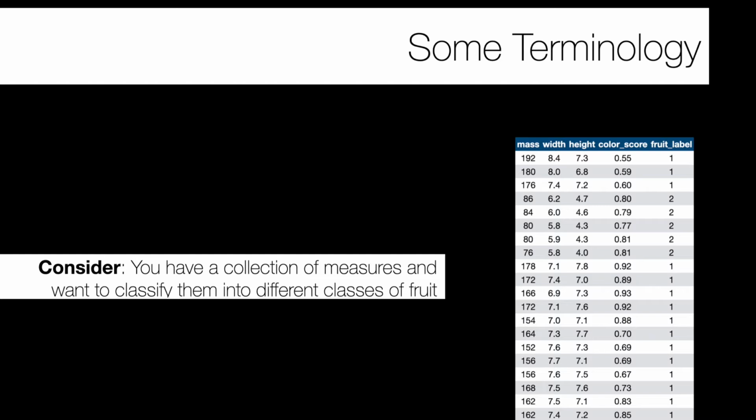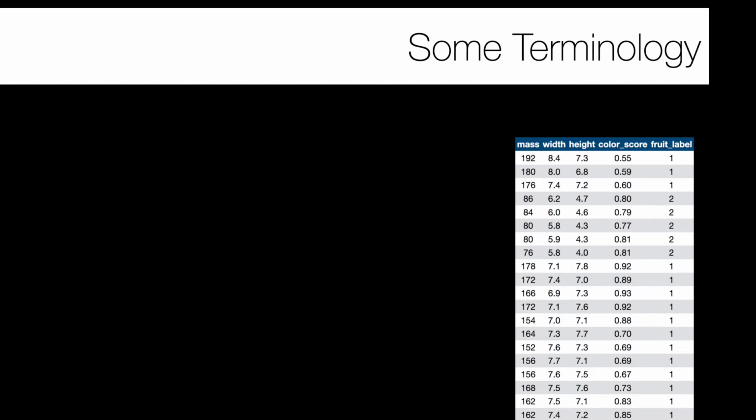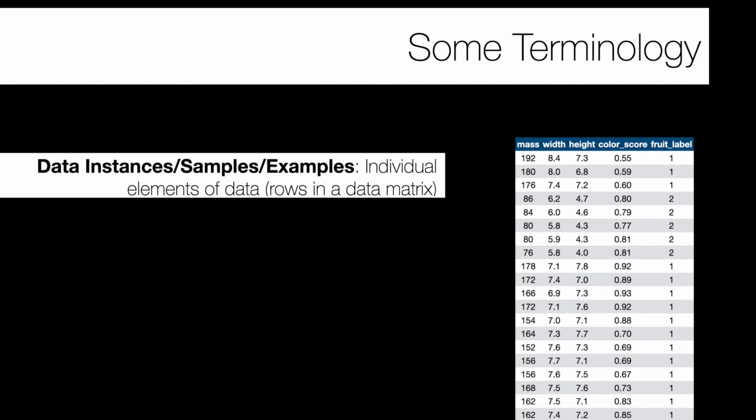You have an Excel spreadsheet or a pandas data frame, with measures about mass, height, color, and whether something is a particular kind of fruit. So this fruit label. Crucially, having this label, if this label is what we want to predict, that's our outcome, then we are squarely in the supervised learning case. So we can talk about some terminology here.